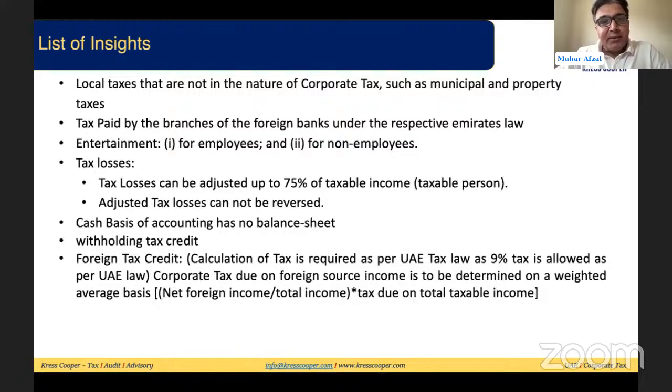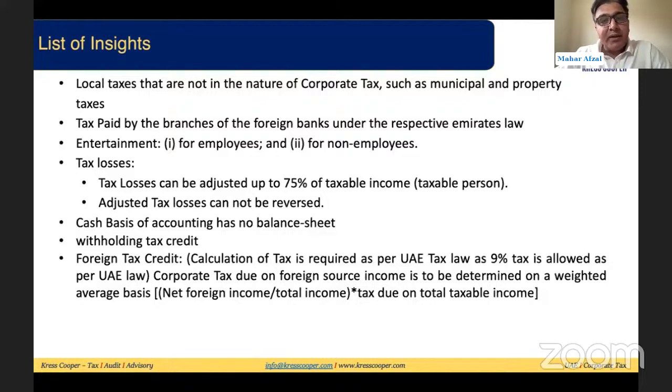Adjusted losses cannot be reversed. I think I have discussed this in the previous webinar as well. Assume you have adjusted the losses for 2, 3, 4, 5 years, because losses can be carried forward for an unlimited period of time. If after that you are not meeting the conditions, whatever losses you have already adjusted will not be reversed. But future losses will not be allowed unless and until you are meeting the respective conditions.